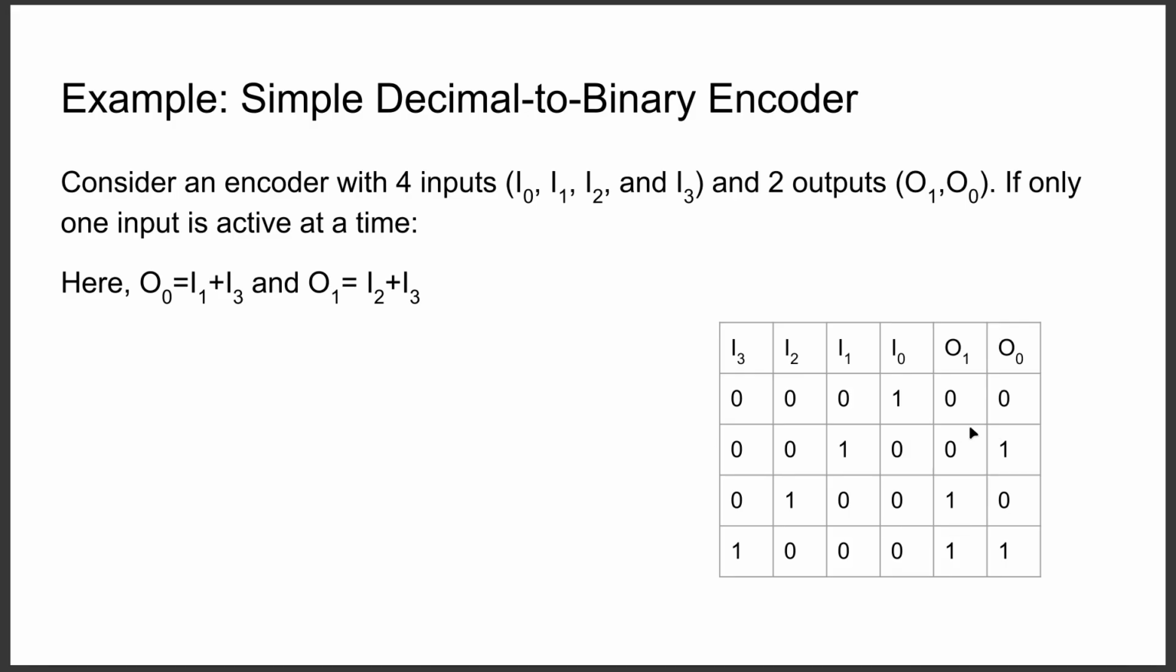So as you can see, think of the outputs as 00, 01, and if we convert that to decimal, we get 1, 2, and 3. And look which inputs are active. When the first input is active, we get output 0. When the second input is active, we get 1. When this one is active, it corresponds to 2. And if this is active, it corresponds to 3. So pretty simple.